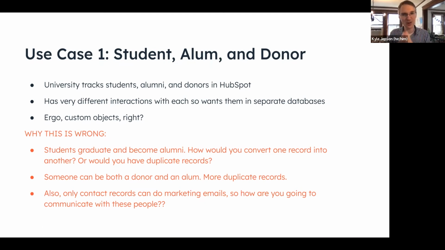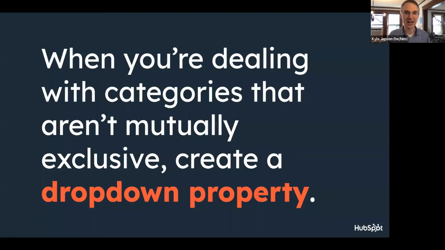You want a contact to represent one person, and you're likely going to want to have some sort of drop-down property, or maybe multiple checkboxes, right? This person can be a donor and alumni at the same time. We're just going to have a type property that says what kind of contact this is, and then we can segment them out and make sure we're not sending student emails to alumni or alumni emails to donors, or whatever the case may be. But when you're dealing with categories that aren't mutually exclusive, I really think you should create a drop-down property, or even if they are mutually exclusive, a drop-down property called type can take you a really long distance and is so much simpler and easier to maintain than a custom object would be. And then you still have all that contact magic.